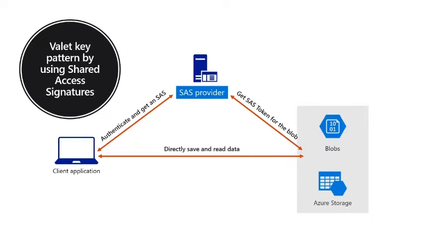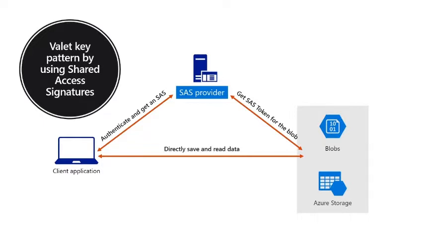Valet key pattern by using shared access signature. A common scenario where SASs are useful is a service where users read and write their own data to your storage account. In a scenario where a storage account stores user data, there are two typical patterns: client upload and download data via a front-end proxy service, which performs authentication.